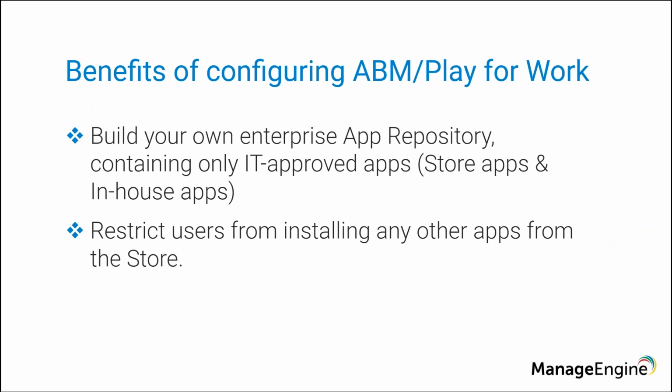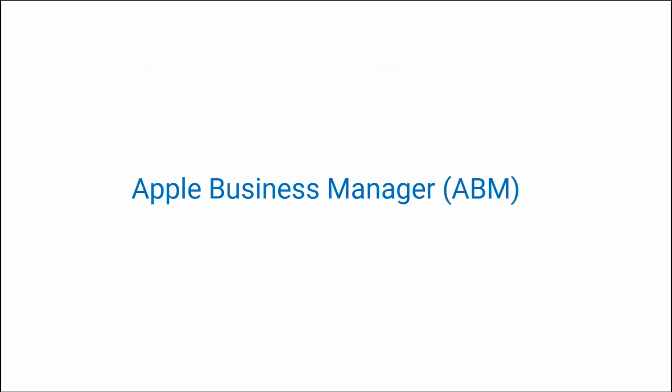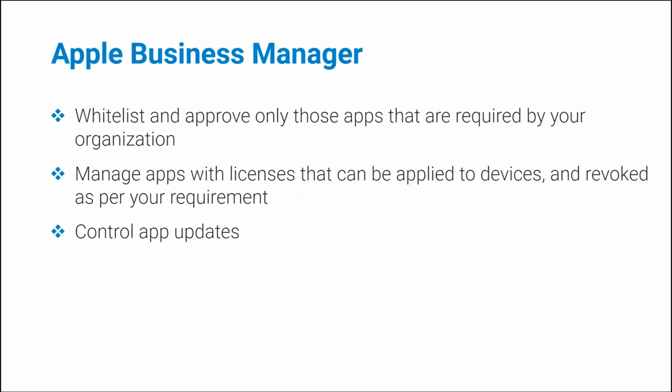So what are the benefits of configuring an ABM or Play for Work? First, we can build our own app repository. So I can approve any applications that I like from the respective stores, followed by which we can prevent the users from installing any other applications from the App Store or the Play Store itself. So I can force the installation of the applications. I can also build my own repository, and I can also prevent the users from installing any apps on their devices.